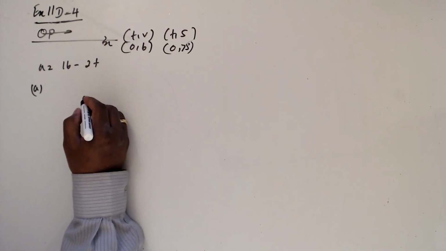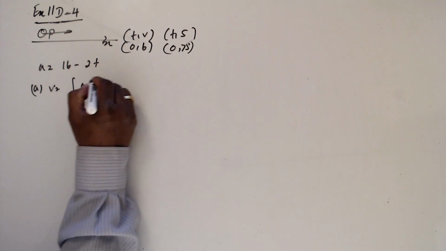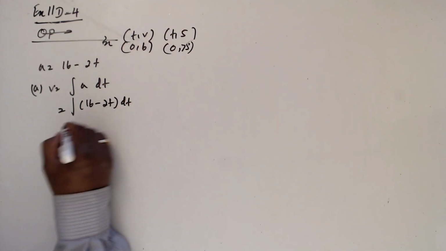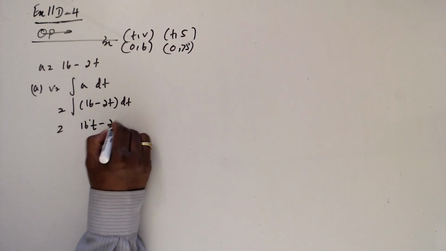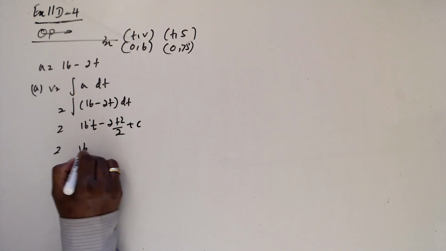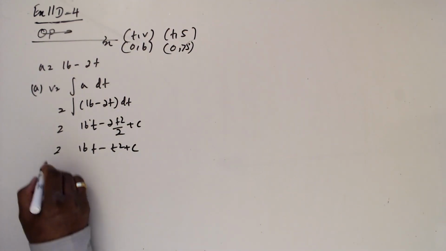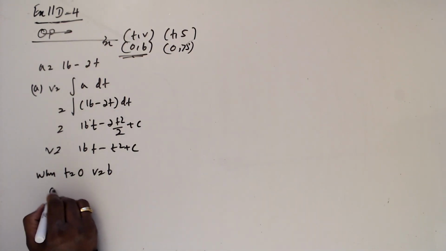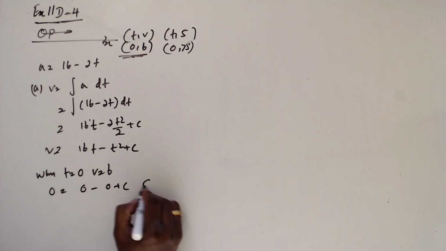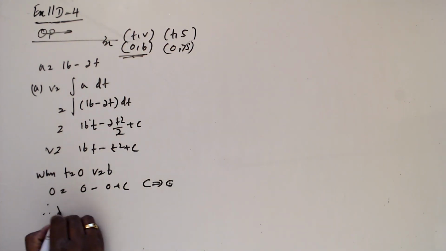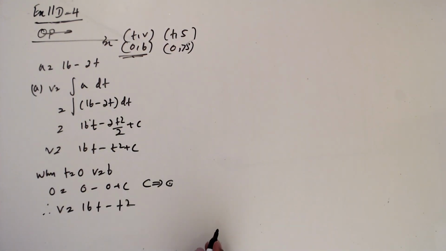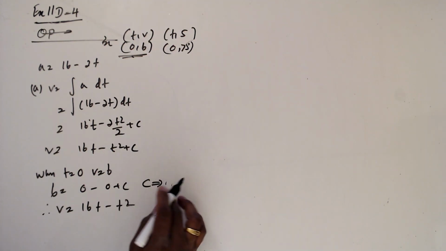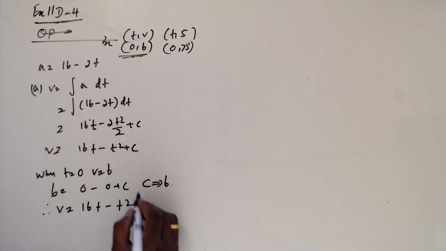It means we need to find the velocity v. So when we integrate a dt, we can get the velocity. So a is 16 minus 2t dt. So this is 16t minus 2t squared over 2 plus c, that is 16t minus t squared plus c. Now we know that when t equals 0, v equals 6. Sorry, the v value is 6 actually, so c equals 6.